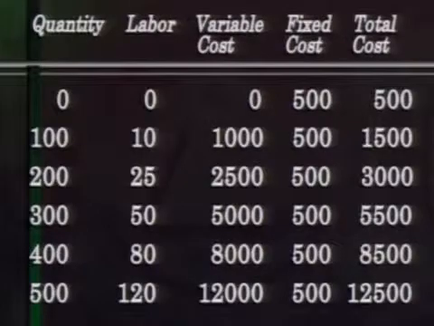The variable cost column is derived from the labor column. We take the quantity of labor and multiply that by the cost of labor. Next, we add fixed costs. They're constant at $500 at all levels of production. The total cost column sums variable and fixed costs. Now, what's driving the cost behavior is the production function. Well, let's take a look at each and how they relate.